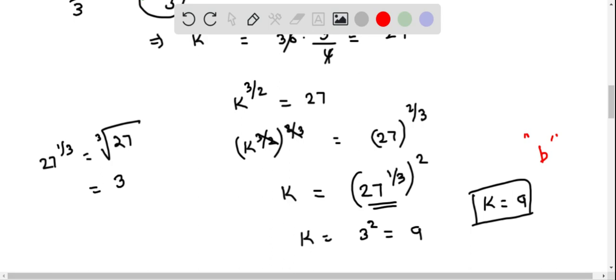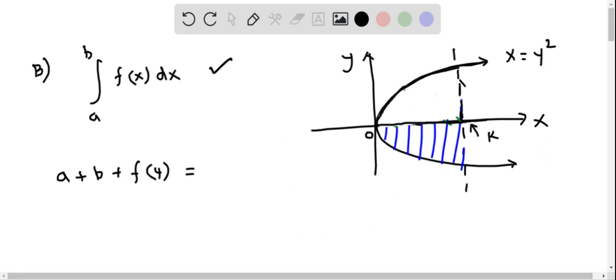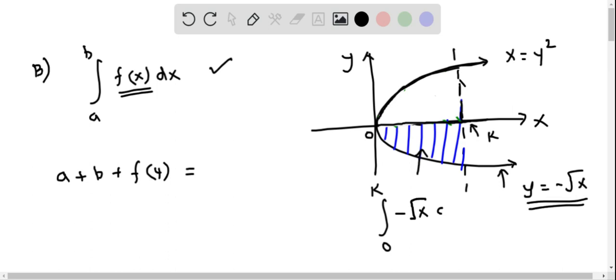Let's do part B. Here we are given that the area of the region below the x-axis is represented by this integral. First, let's define this integral with the corresponding limits. This is the area of the region below the x-axis, and the limit is from 0 to k. We replace f of x by the curve equation: y equals negative root x, since it is below the x-axis. So this is negative root x dx.